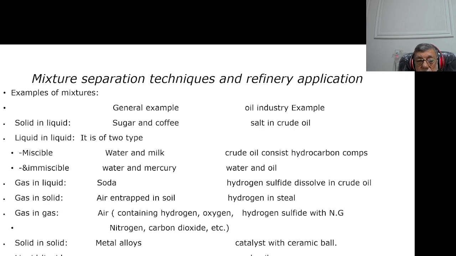Also gas and gas. This is another type of mixture, like air containing hydrogen and nitrogen and oxygen. And also there is hydrogen and carbon monoxide and other gases. In industry also we have hydrogen sulfide, H2S, with natural gas. There is solid metal alloy, solid and solid, like carbon steel. There is carbon and there is iron, so it makes carbon steel. This is a solid and solid mixture. Or also in a refinery there is catalyst with ceramic balls.